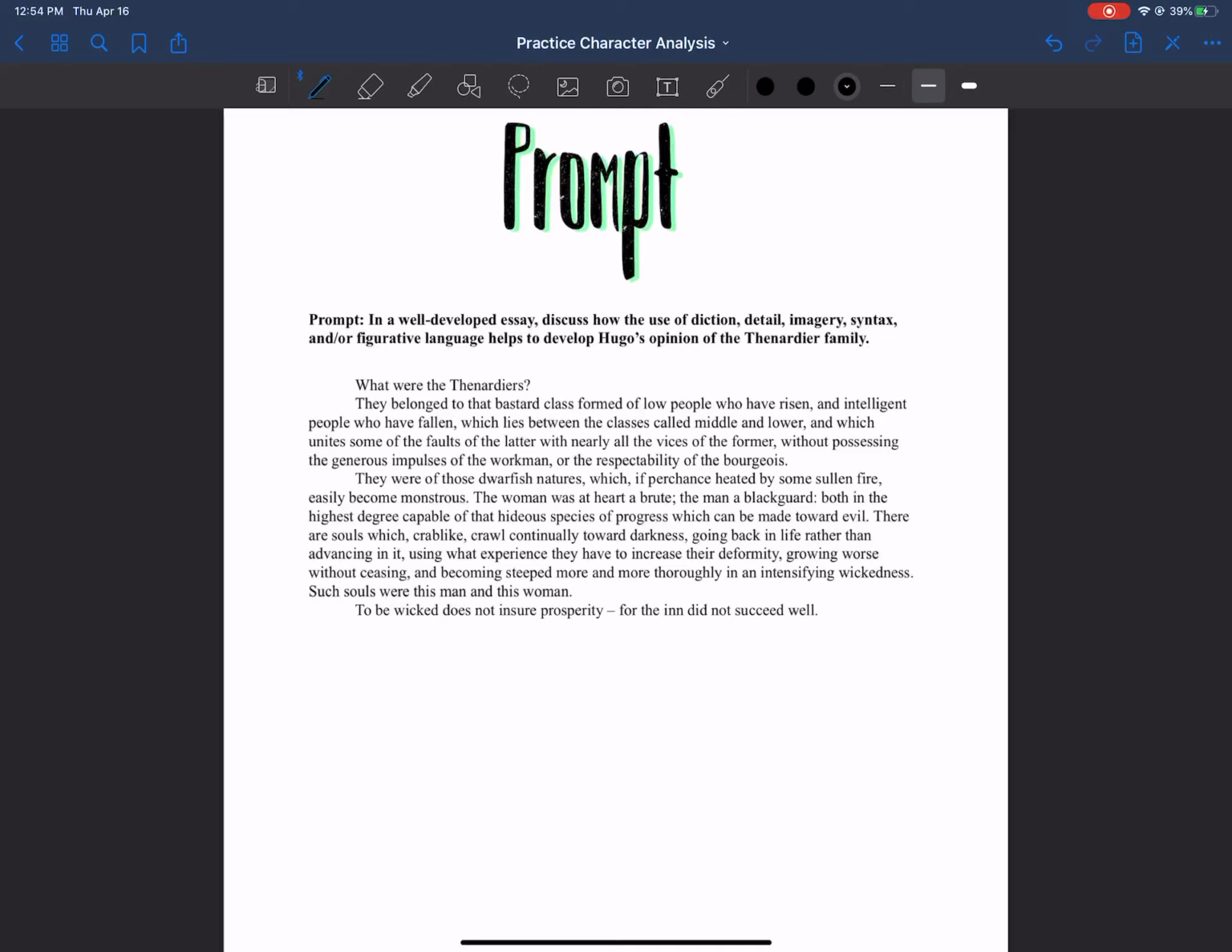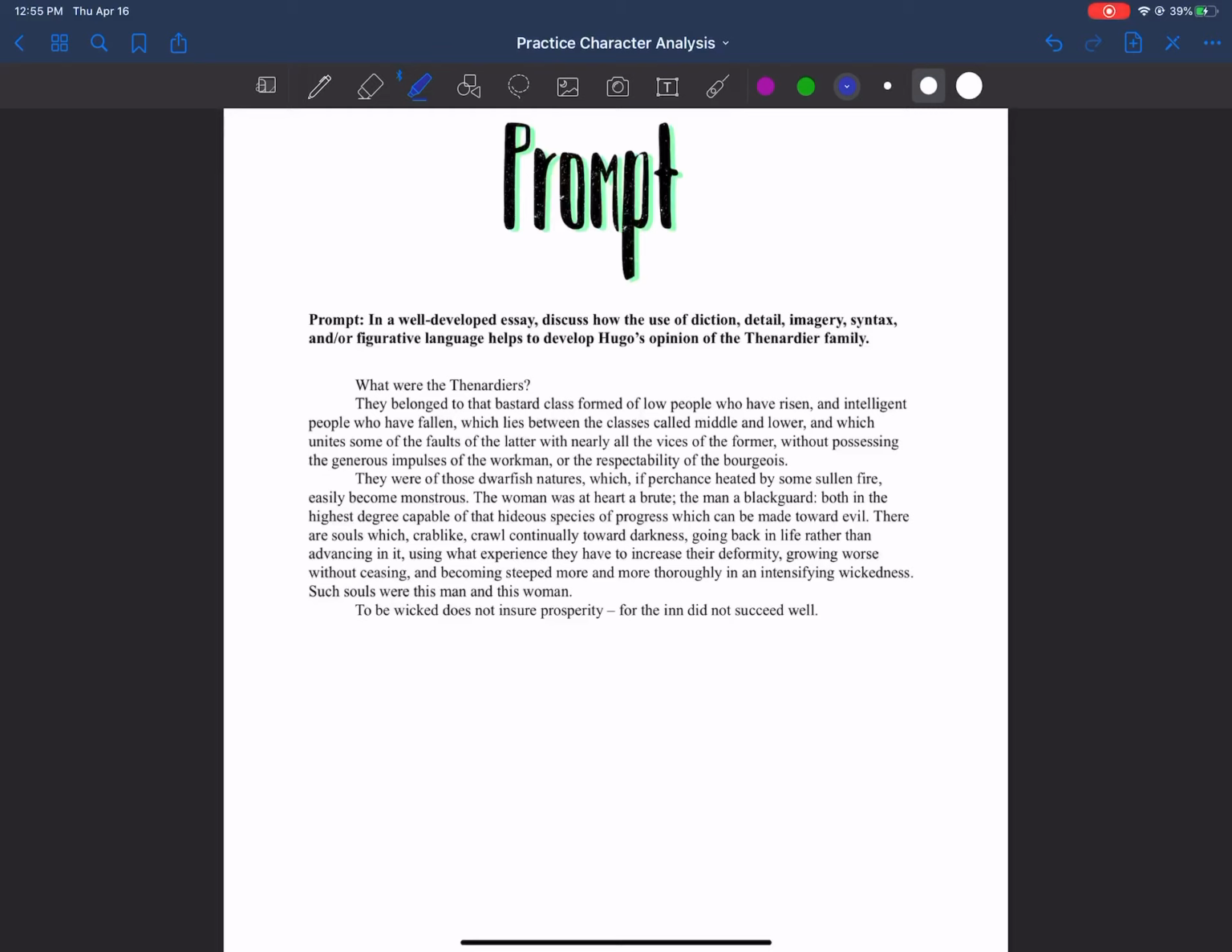All right. So this prompt says, in a well-developed essay, discuss how the use of diction, detail, imagery, syntax, and/or figurative language helps to develop Hugo's opinion of the Thénardier family. All right, so I have taught you all year that when you get a prompt like this, a character analysis focusing on authors' devices and things like that, that we have two parts of our prompt. So let's go through and see what they are.